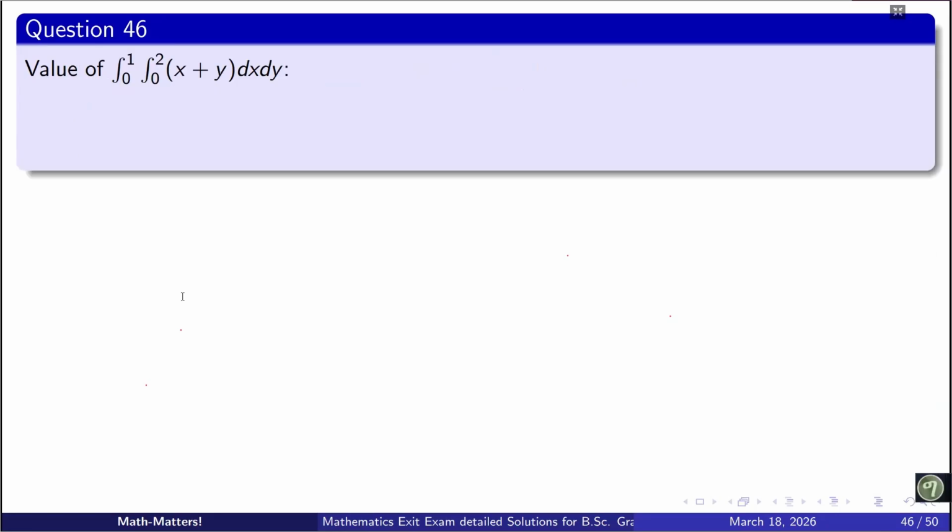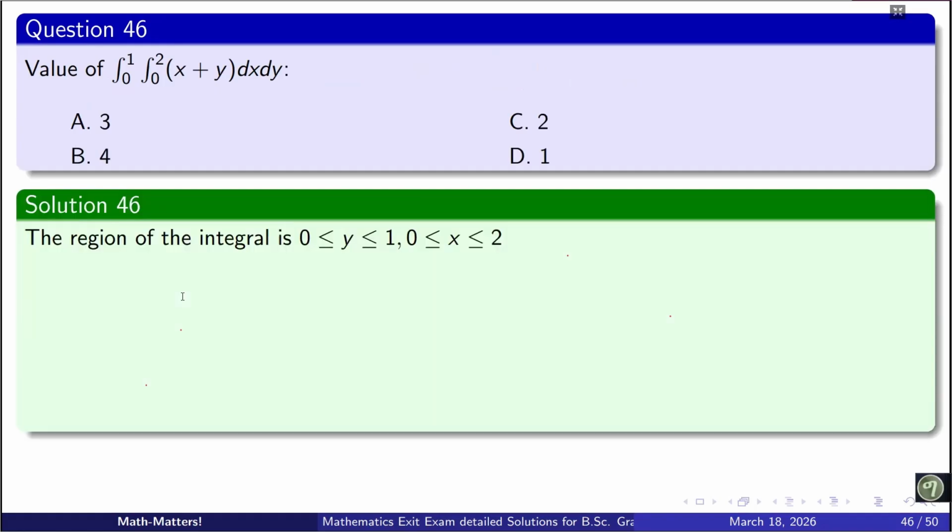Next, the value of the double integral of x plus y dx dy could be 3, 4, 2, or 1. By using step-by-step integration, the region of integration is as follows. For the inner variable, x must be within 0 to 2. And for the outer variable, y, we have 0 less than or equal to y less than or equal to 1.